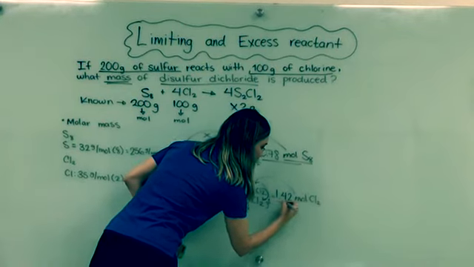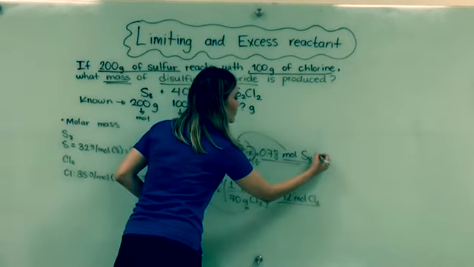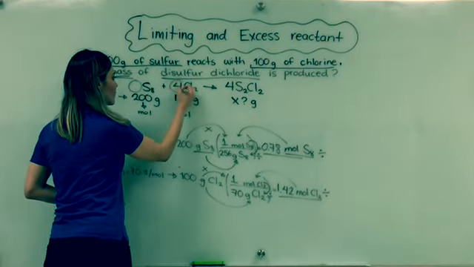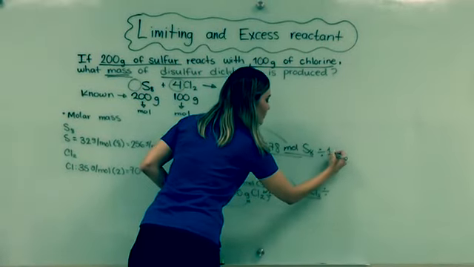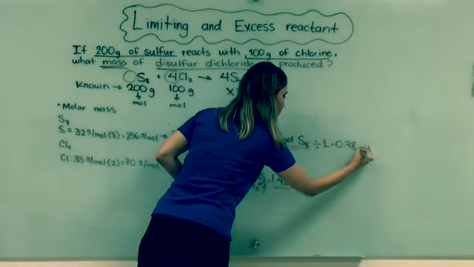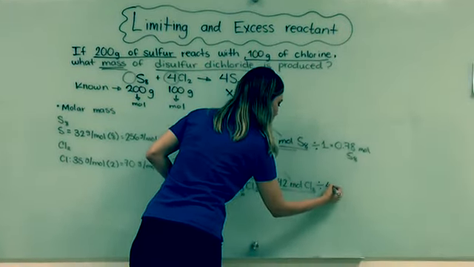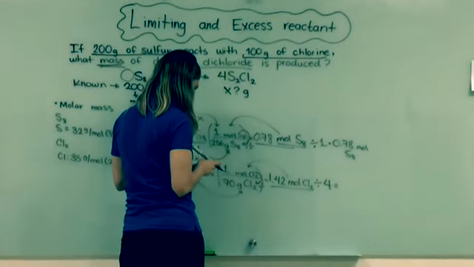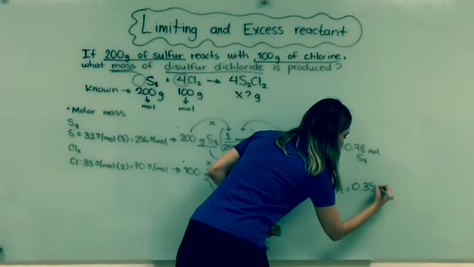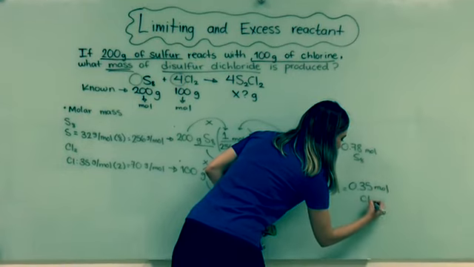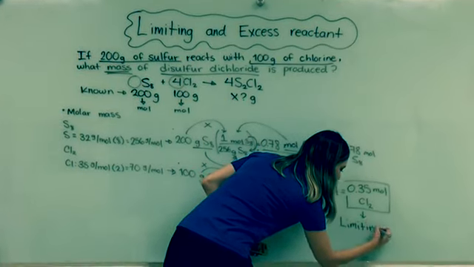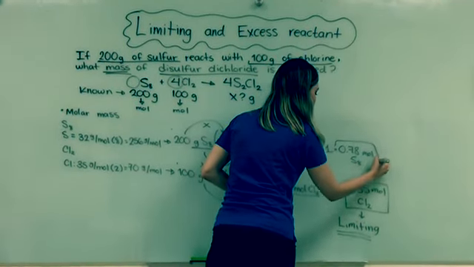Then, as a final step, we're going to divide these two numbers of moles by the coefficients. S8 divided by 1 will be 0.78 moles. And the 1.42 moles of chlorine divided by 4, which is the coefficient, is 0.35 moles of chlorine. We compare which one of these two is smaller than the other one. So the smallest is going to be the limiting reactant, and the highest is going to be the excess.